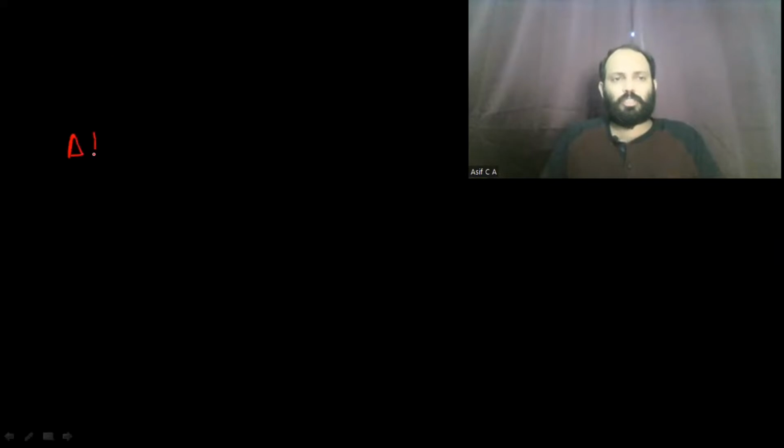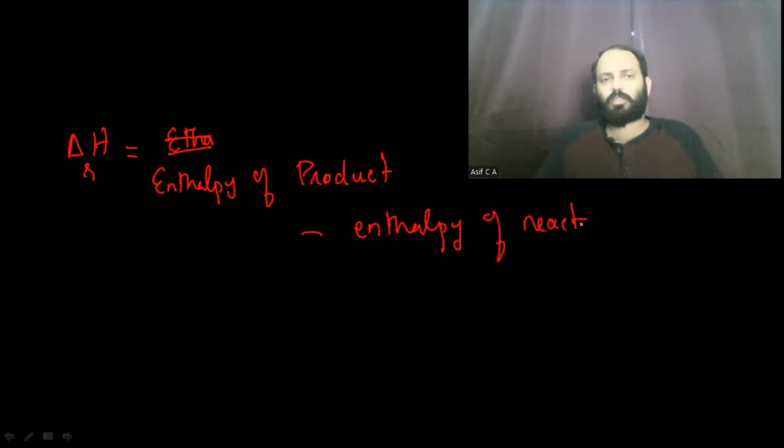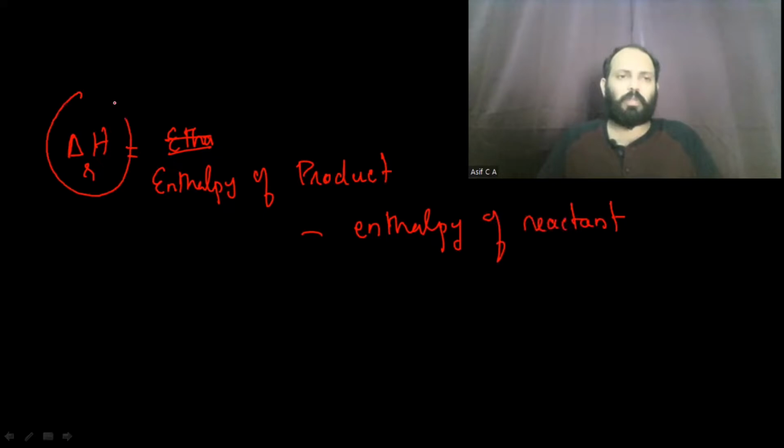Delta H of a reaction, or to find the enthalpy of the reaction, it is the difference of enthalpy of product minus enthalpy of reactants. So you will get the enthalpy of reaction. Enthalpy of reaction is enthalpy of product minus enthalpy of reactant.